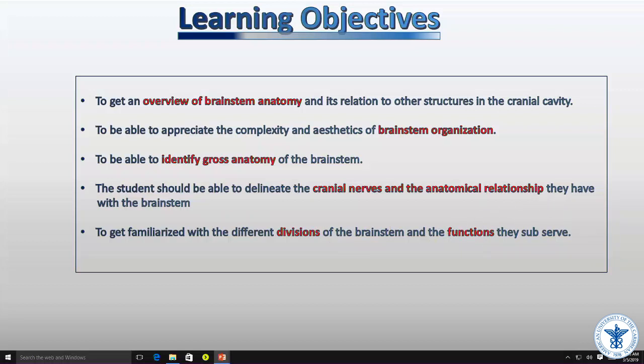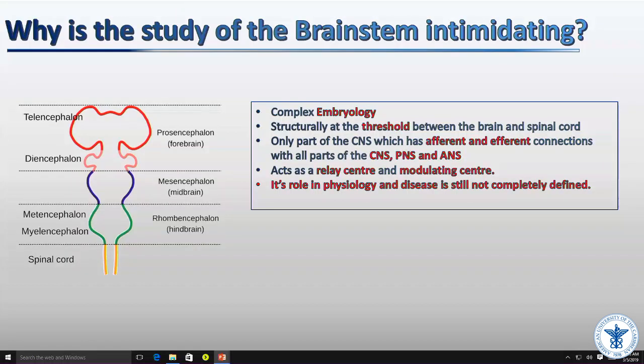Now, the brainstem is very intimidating. I've always found that students at different levels have found it very scary, very intimidating. One of the reasons is that it is a complex structure. But if you approach it in a very systematic manner, it becomes a real fun process to learn about the brainstem.